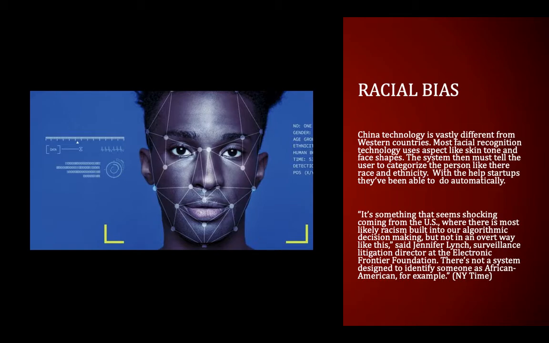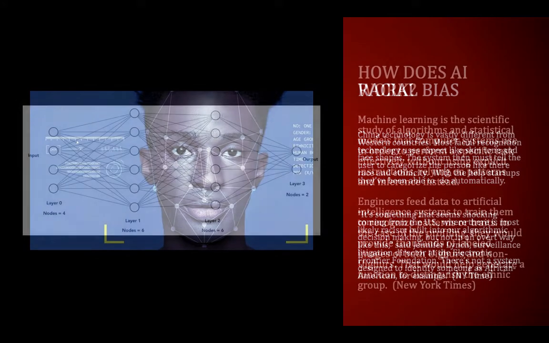Chinese technology is vastly different from Western countries. Most facial recognition technology uses options like skin tone and face shapes. This system then must tell the users to categorize the person by their race and ethnicity. With the help of startups, they've been able to do this automatically. It's something that seems shocking coming from the United States, where there is most likely racism built into our algorithmic decision making, but not in an overt way like this, said Jennifer Lynch, surveillance litigation director of the Electronic Frontier Foundation. They are not a system designed to identify someone as African American, for example.